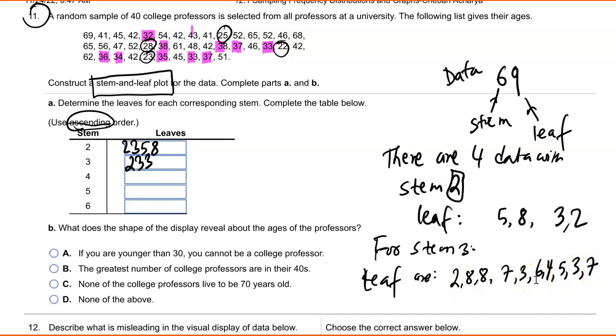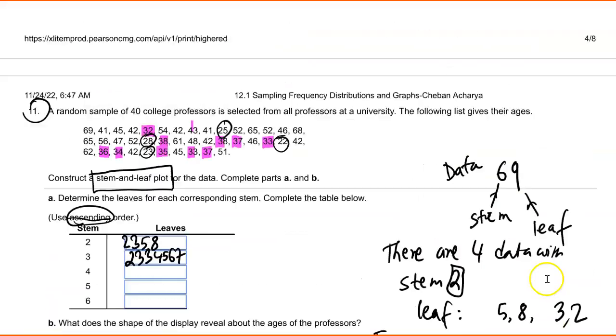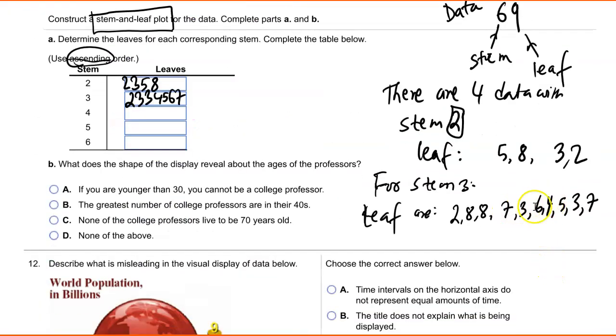And what's the next biggest number? 4. 4 here. Next one is 5. And 6, 7. You have 2, 7. 7, 7. 8, 8. 8, 8. That's how you type.